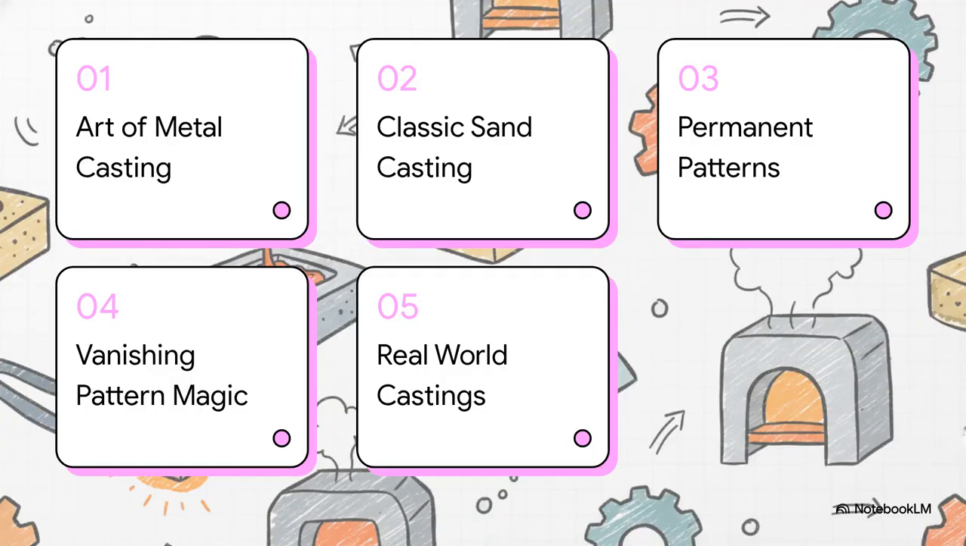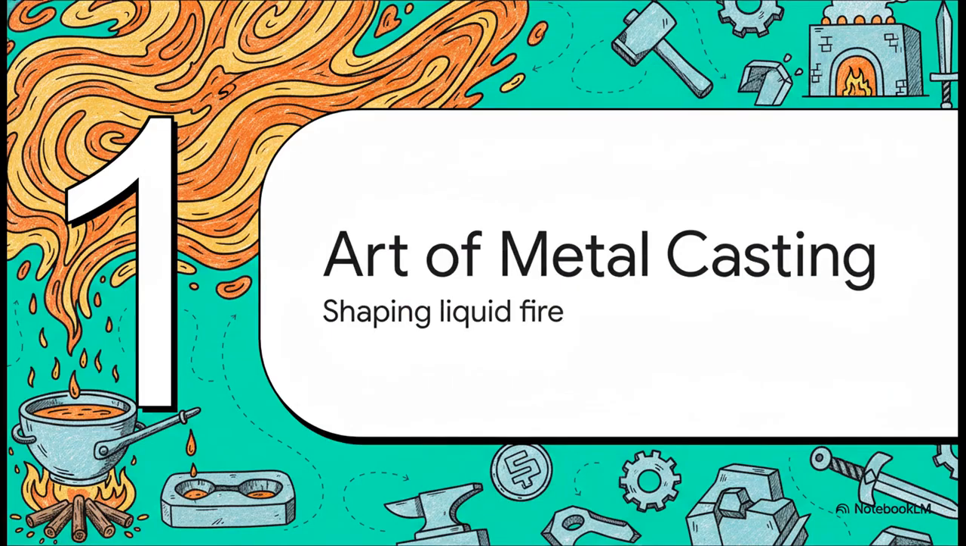Okay, let's dive into this. Here's a quick roadmap for today. We'll kick things off with the broad strokes of metal casting, then we'll get our hands dirty with the classic sand casting method. From there, we'll upgrade our molds for better precision, explore the absolutely mind-bending magic of vanishing patterns, and finally look at some heavy-duty, real-world applications. All right, Section 1, the art of metal casting, shaping liquid fire.